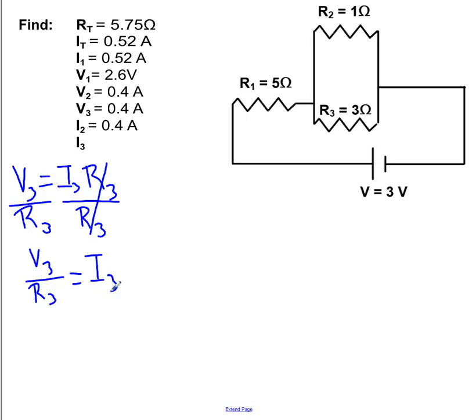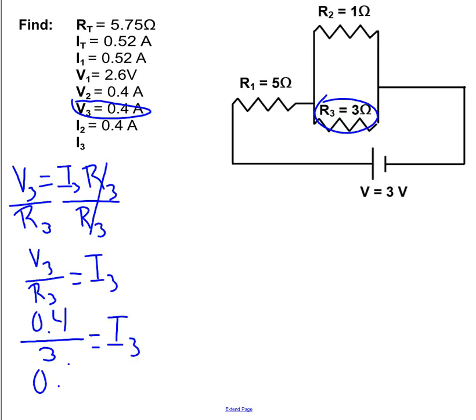And my voltage at resistor 3 we found before equals 0.4 amps. My resistance at resistor 3 is equal to 3 ohms. So 0.4 divided by 3 equals 0.13 amps. And that's my current at resistor 3.